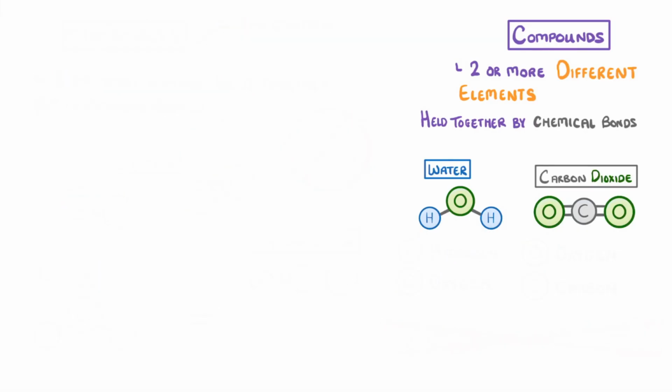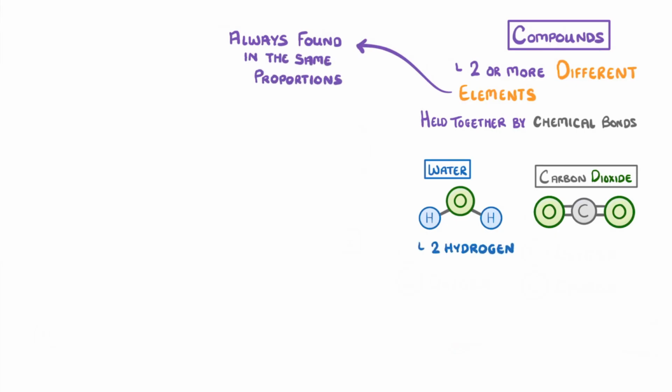Another key feature of compounds is that the elements involved are always found in the same proportions. For example, water always has two hydrogen atoms and one oxygen atom. This allows us to write formulas for them, using their chemical symbols and the numbers of each atom.